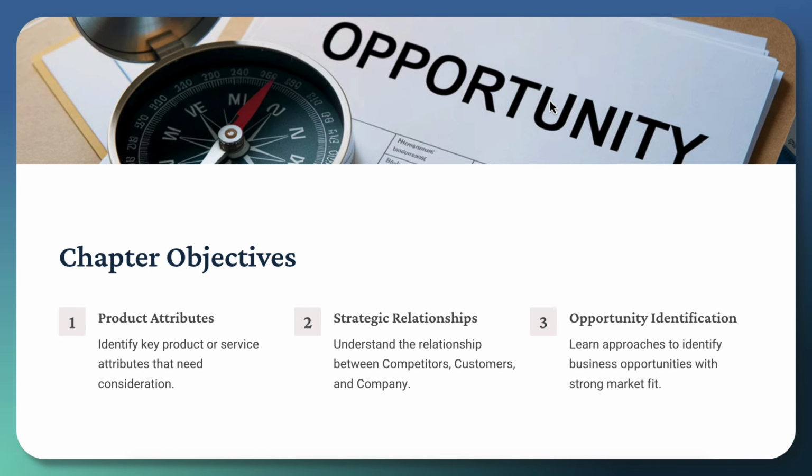So by the end of this chapter, by the end of this lecture, you're going to be able to answer the following questions. What product or service attributes need to be considered for your company or for your startup? What is the relationship between competitors, customers, and company? And which one of those three C's is the most important one? And what approaches should you take to identify good business opportunities and to ensure it fits the market? So we really want to be able to answer those questions.